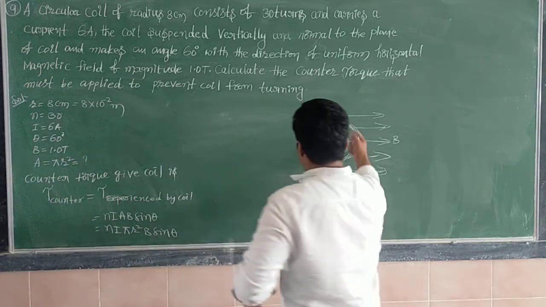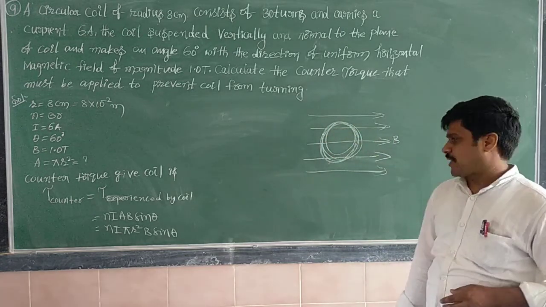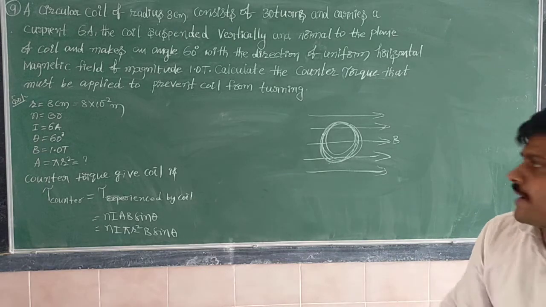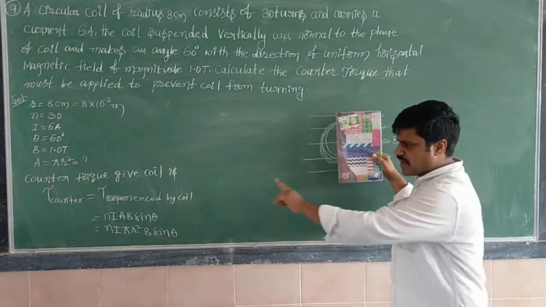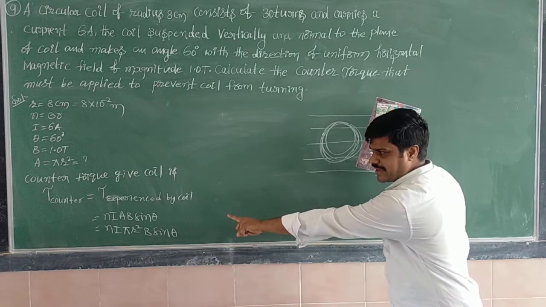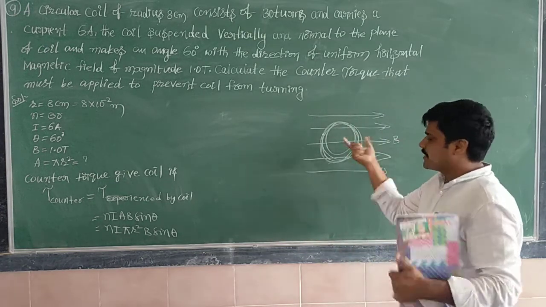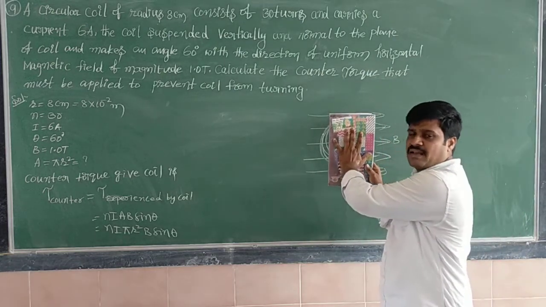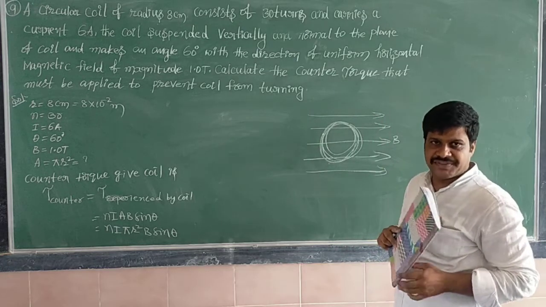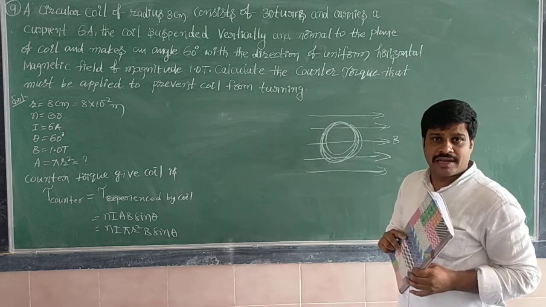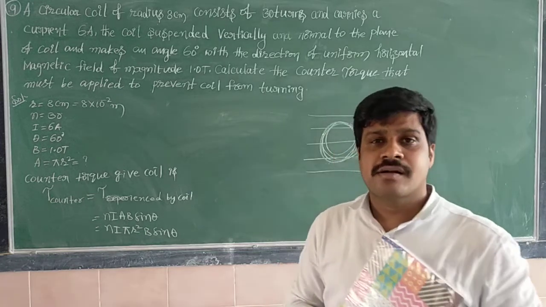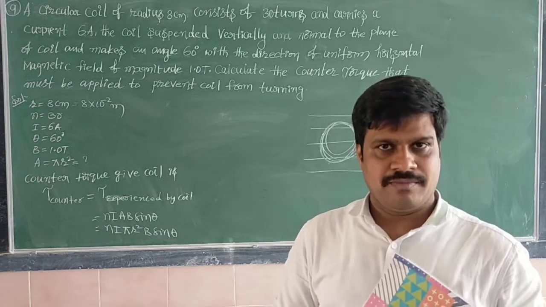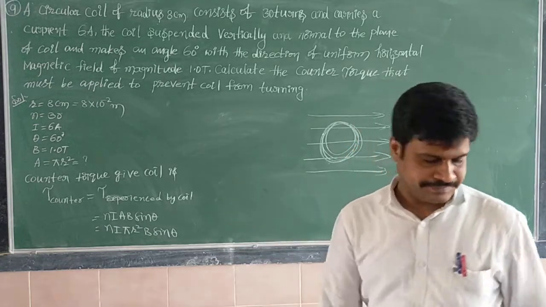Suppose, sir, if this circular coil is replaced by one planar coil. In this case, whatever the counter torque we are getting there, that torque to prevent the turning of this circular coil, that torque is the same for this planar coil, of course. Why? Because the torque experienced by the coil is independent of shape, but depends on the coil. Okay, so find it out.